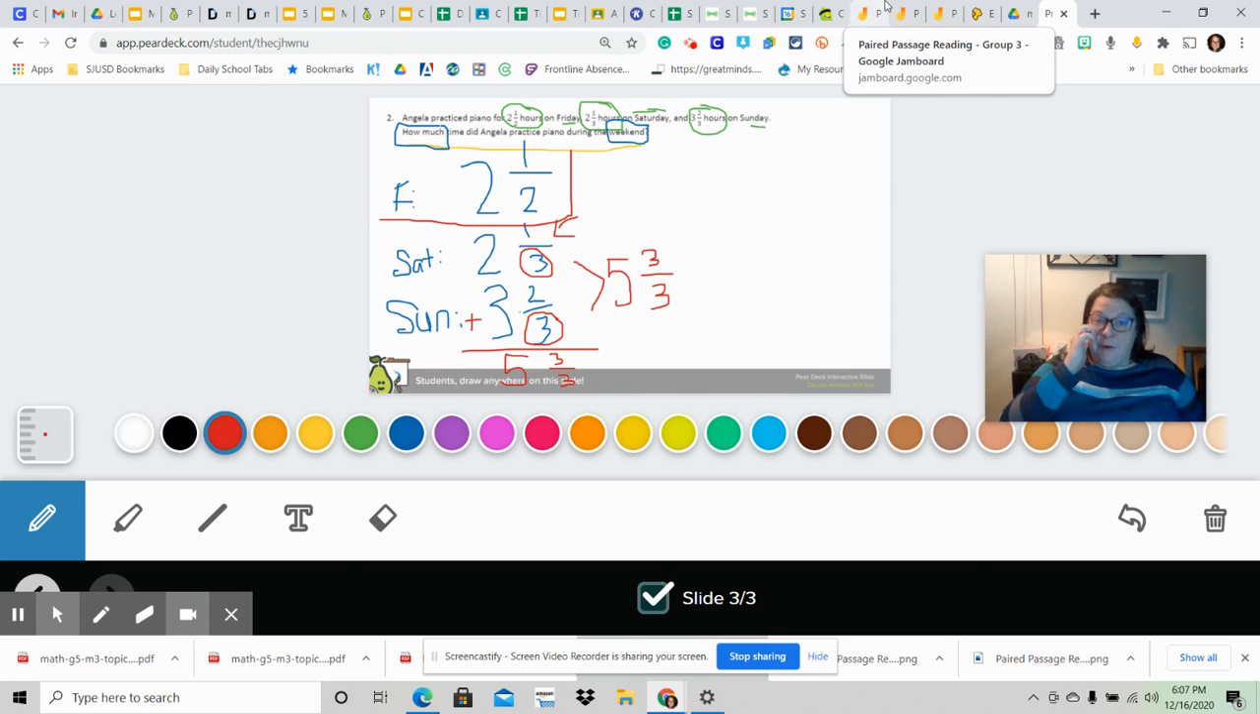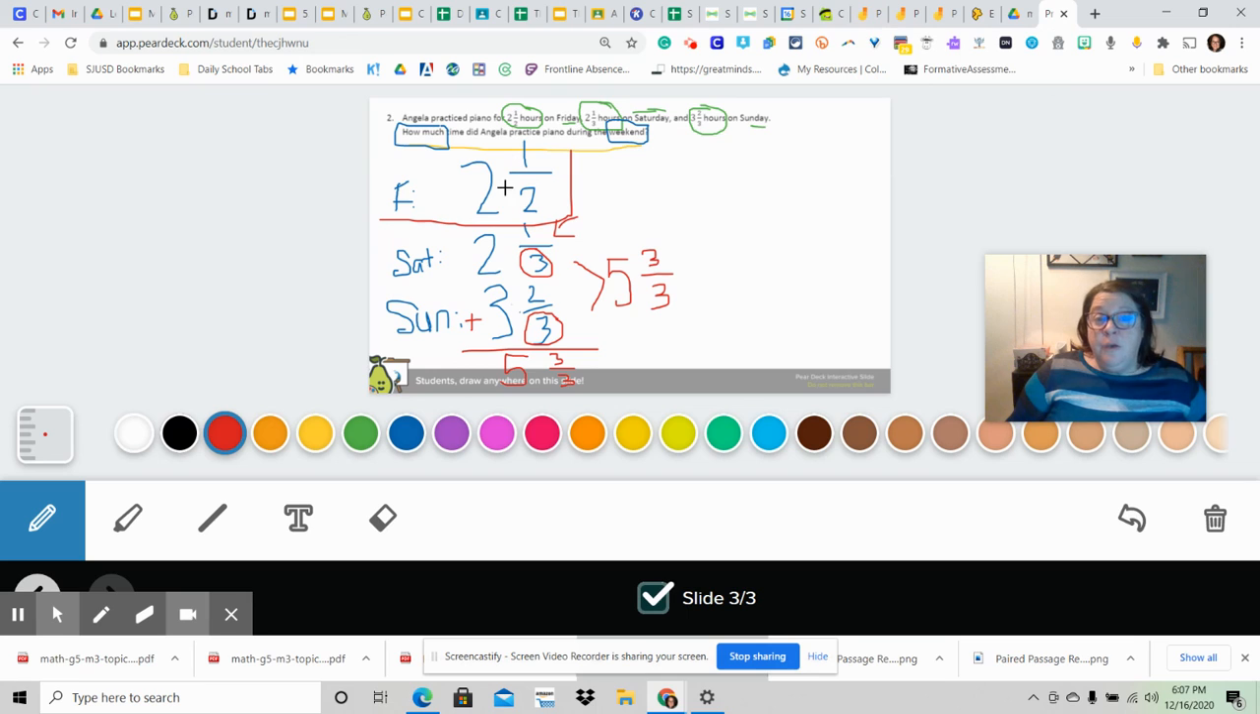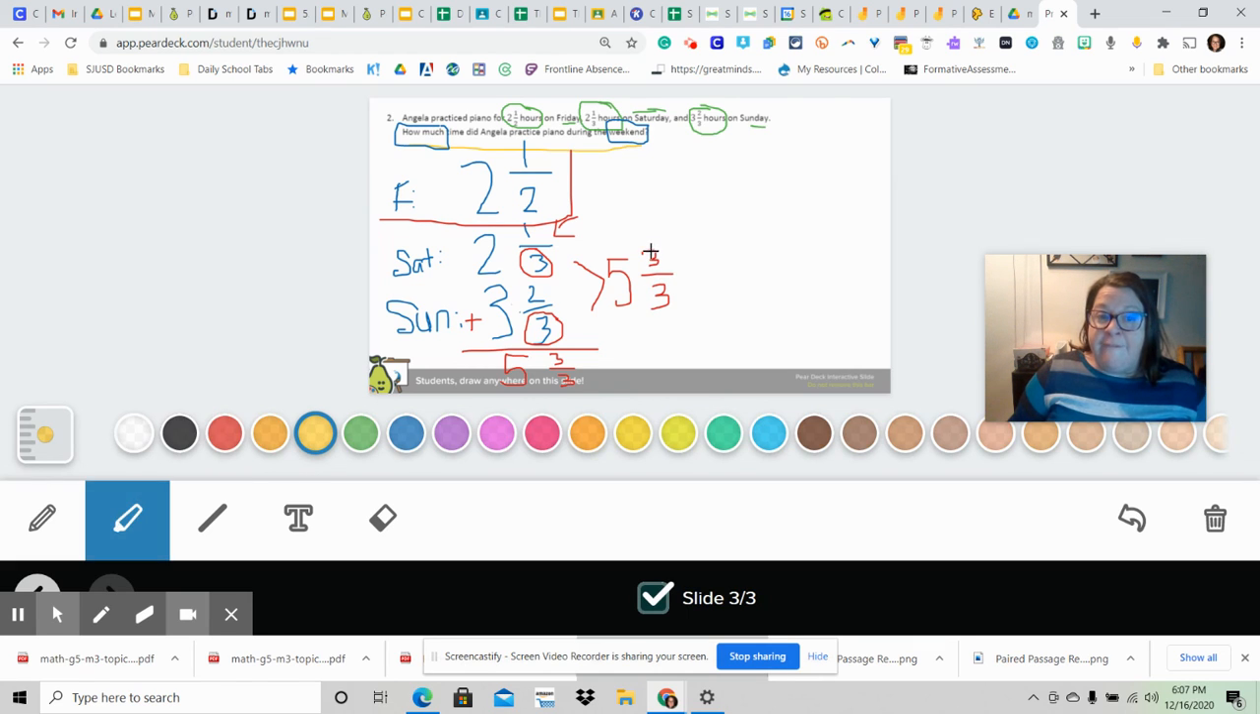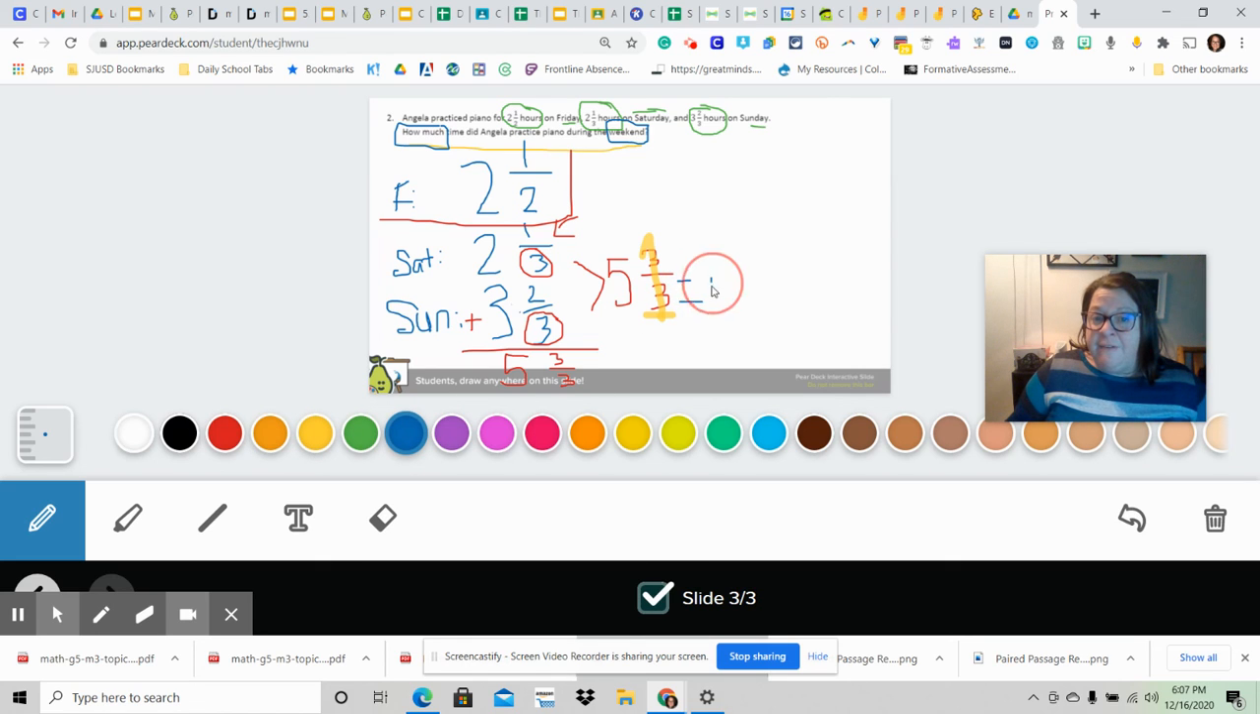You can do this 2 different ways. You can just go ahead and keep this in fractional form and change your denominators, or you can make life easier. And let me show you the easier method. Again, this is 3/3. 3/3 means we have 1 whole. So I'm going to rename this. 5 3/3 is the same as 5 plus 1. And we all know that 5 plus 1 is 6.